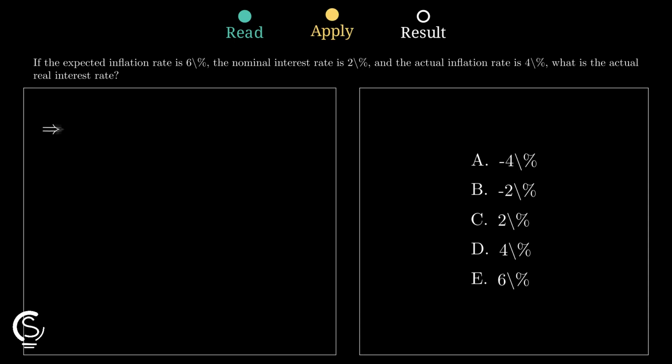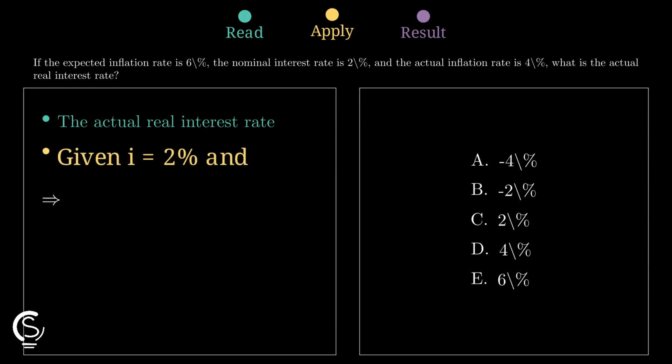Now let's plug in our given numbers. The nominal rate is 2% and the actual inflation is 4%. We subtract 4 from 2 to find our missing value. This calculation results in negative 2%. The actual real interest rate is negative 2%, which matches option B.